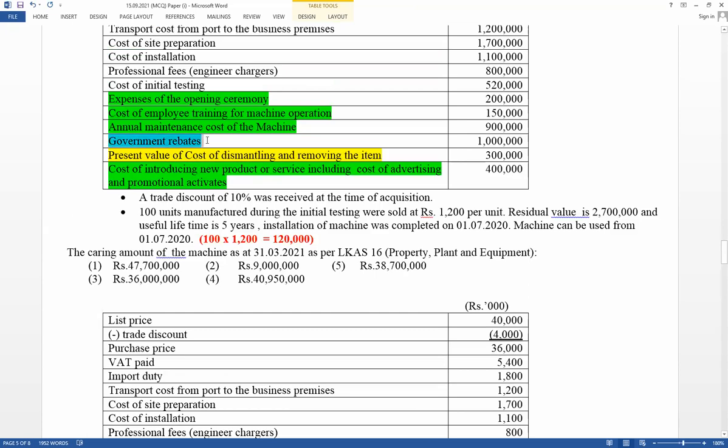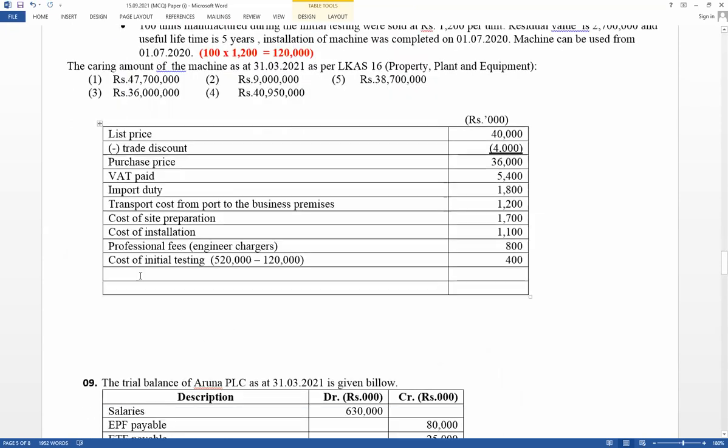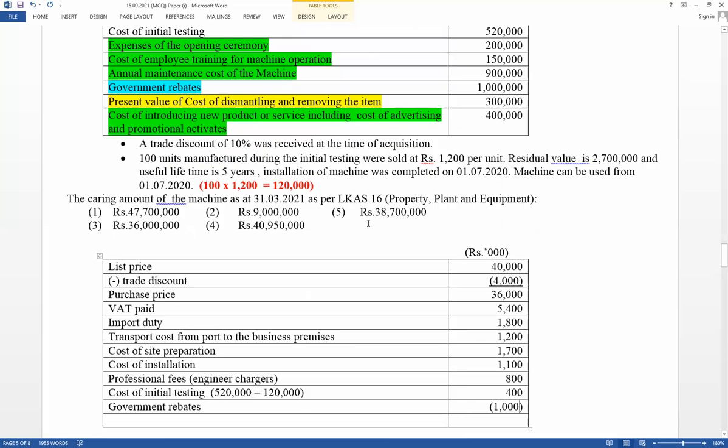It has also given government rebates. Government rebates should be deducted. Value equals 1 million. If the government has given a subsidy, we can deduct it. Therefore, the government rebates value equals 1 million, and that value can be deducted. Some factories are given government subsidies to encourage them. Deduct. Then the next one is very important.